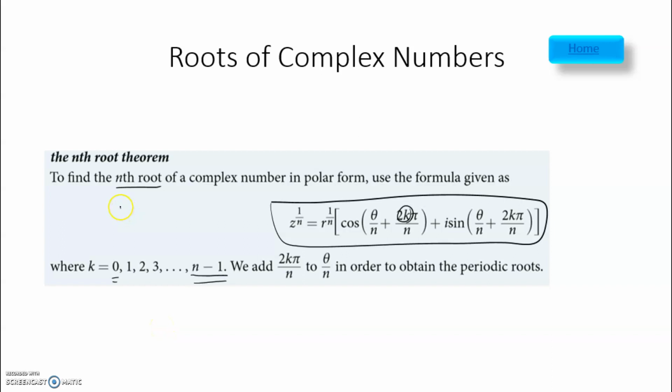So if we're looking at the square root, then n is 2. So we'll have k values of 0 and then n minus 1, so that'd be 2 minus 1, which is 1. Okay, so k would be 0 and 1. If it was cube root, then k would be 0, 1, and 2. Plug it into here, this would be 3 minus 1, or 2. So it would start at 0 and go up to 2. Because it's the cube root, you will have 1, 2, 3 different answers. Because this was the square root, you have 1, 2 different answers.